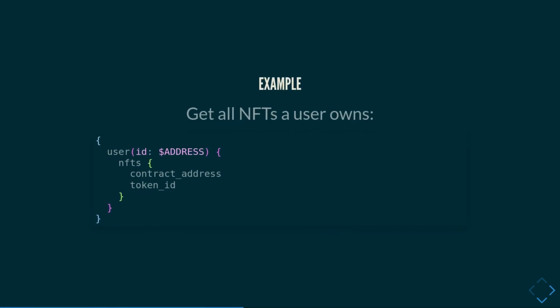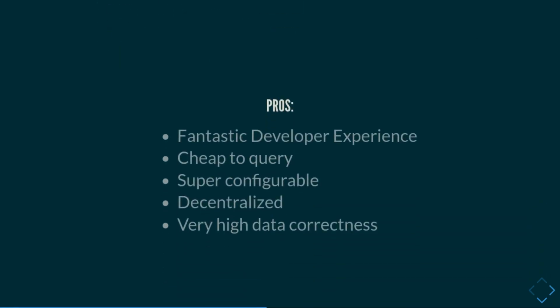So here's an example of how you would get all NFTs that a user owns. You would query for a particular user, you would pass in their address, and then you would grab, let's say, all their NFTs. You would grab their contract address as well as the token ID. And this is awesome. It'll return that particular user with an array of all the NFTs they have.